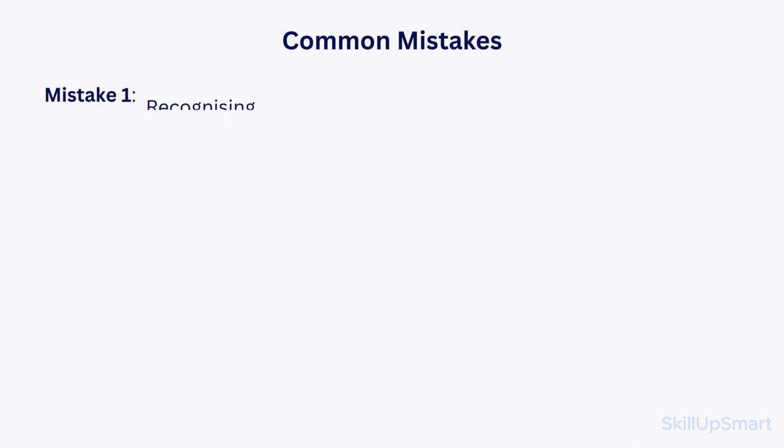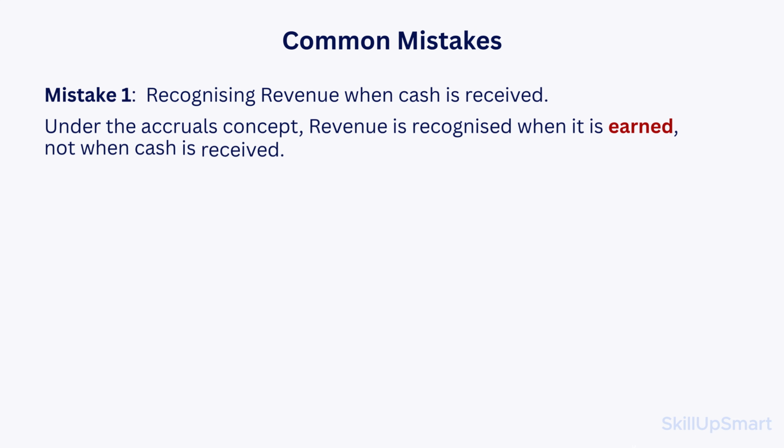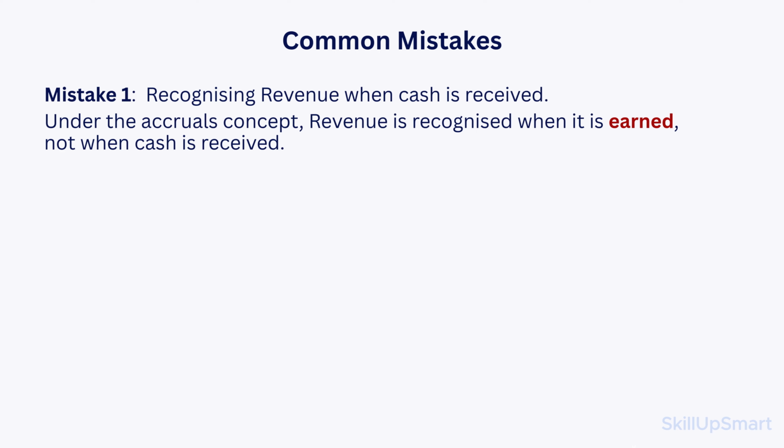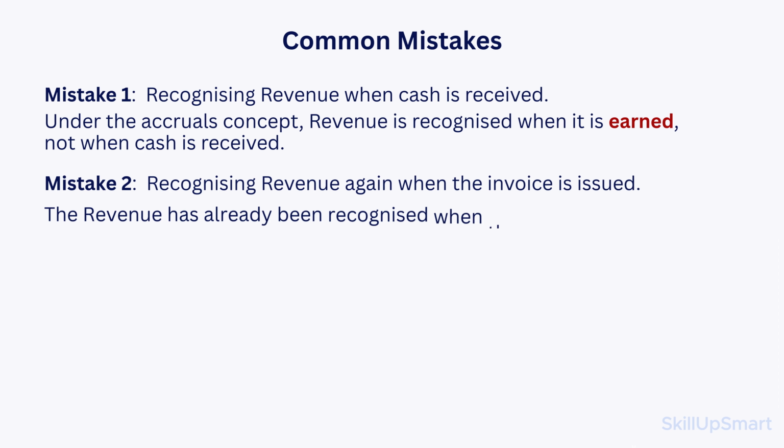Let's look at some common mistakes. Mistake 1. Recognizing revenue when cash is received. This is incorrect. Under the accruals concept, revenue is recognized when it is earned, not when cash is received. Mistake 2. Recognizing revenue again when the invoice is issued. This is incorrect. The revenue has already been recognized when the service was provided. Issuing the invoice does not create additional revenue. It simply converts accrued revenue into a trade receivable.